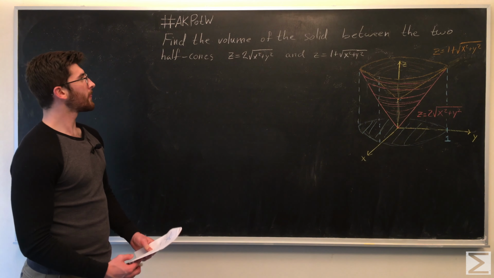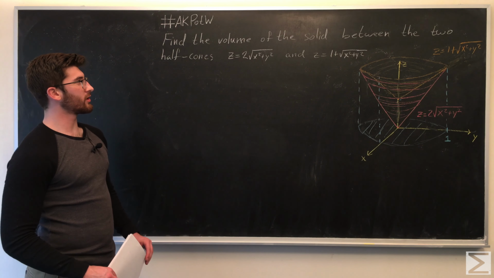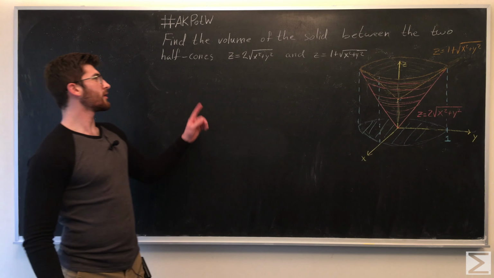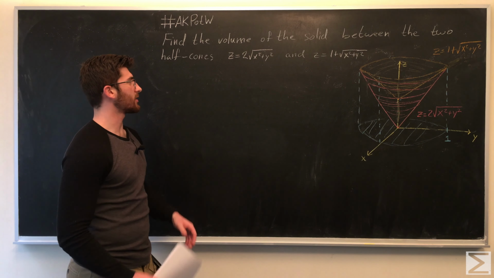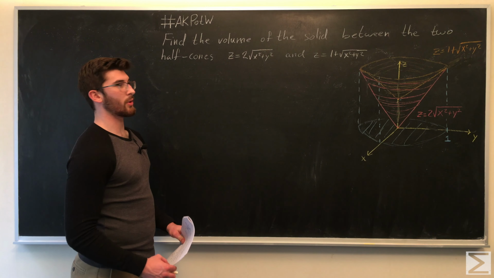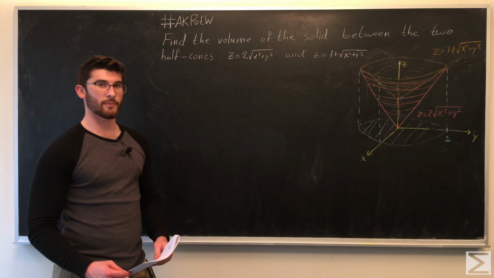In this week's problem, we're going to be using cylindrical coordinates to find the volume of the solid between the two half cones z equals 2 times the square root of x squared plus y squared, and z equals 1 plus the square root of x squared plus y squared.